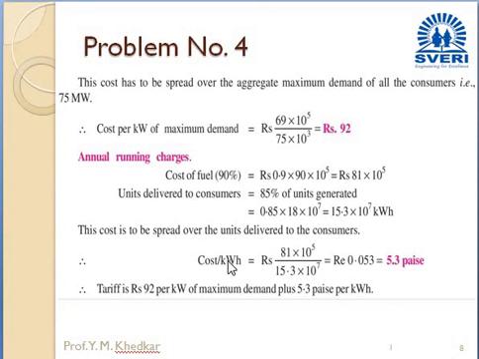So cost per kilowatt hour and flat rate for the kilowatt hour calculation is 81 into 10 raised to 5, that is nothing but the cost. Here we have calculated running cost divided by 15.3 into 10 raised to 7 units produced. So here it will be 5.3 paise. So here we can write the tariff will have 92 rupees per kilowatt, that will be the fixed charge for the maximum demand, plus 5.3 paise per kilowatt hour will be running charges or the running cost.